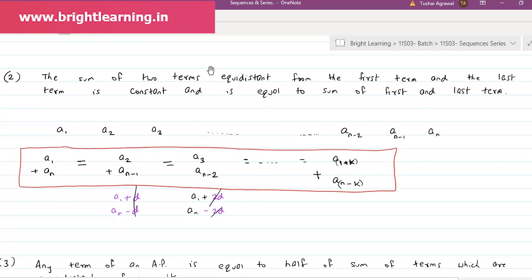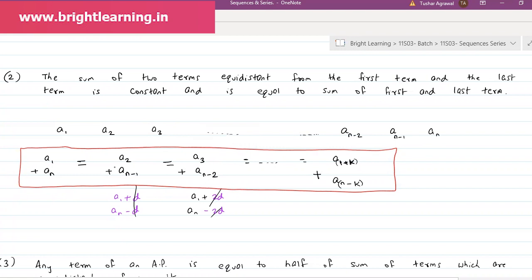Or for that matter, take terms equidistant from a1, say 2 terms ahead. I land at a3, 2 terms ahead. From an, 2 terms previous: an minus 1, an minus 2. So a3 and an minus 2, their addition will be the same as a1 plus an.